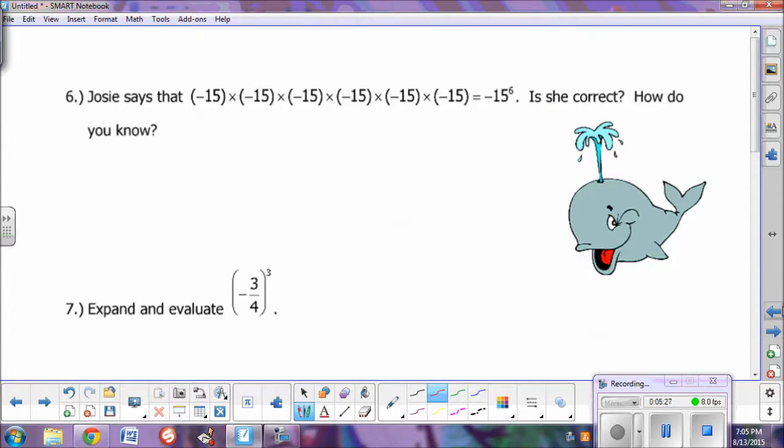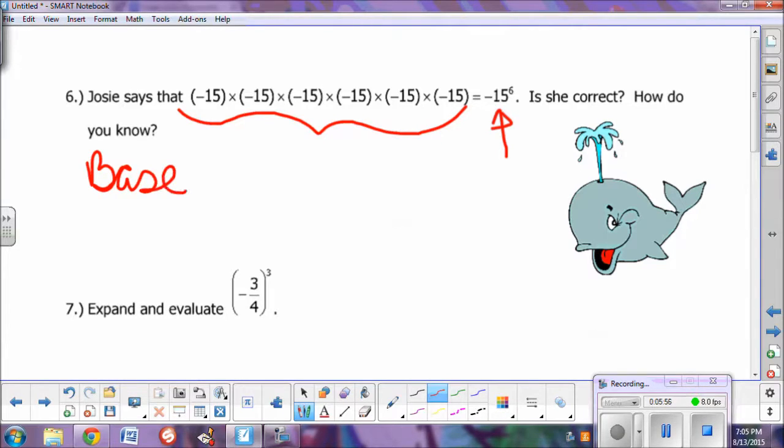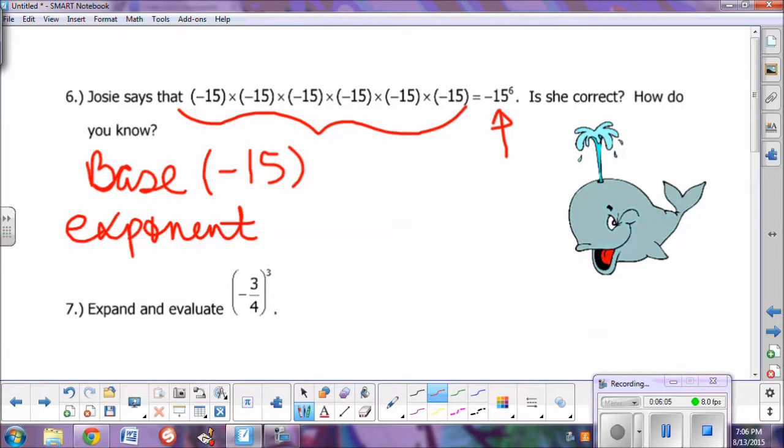Let's take a look. It says that Josie says that negative 15 in parentheses times itself is equal to this negative 15 to the 6th power. Is she correct? And how do you know? So I look at it and I say to myself, well, in this part of our equation, what is the base? I would identify the base to be what is inside the parentheses. So my base is negative 15. And my exponent is how many times it's been multiplied. So I see 1, 2, 3, 4, 5, 6. So that would be 6.